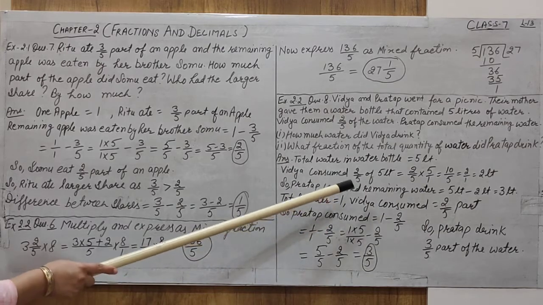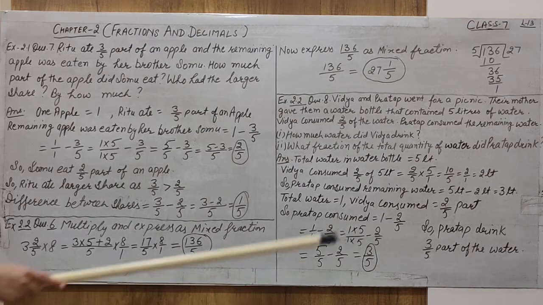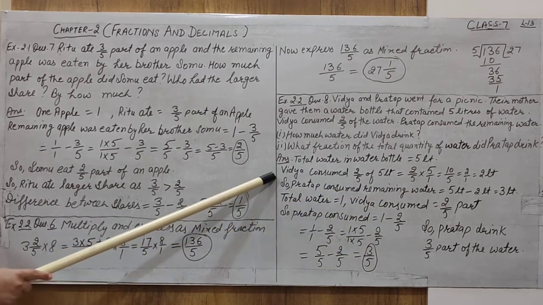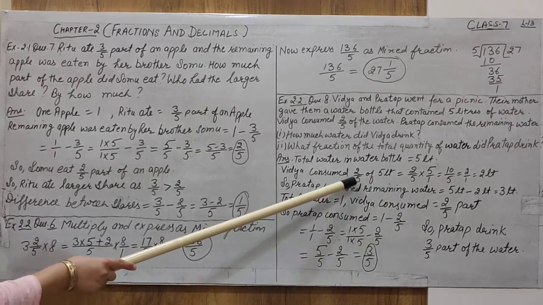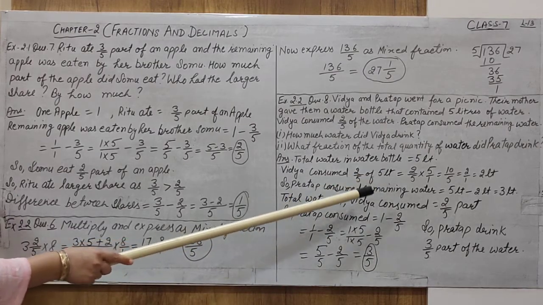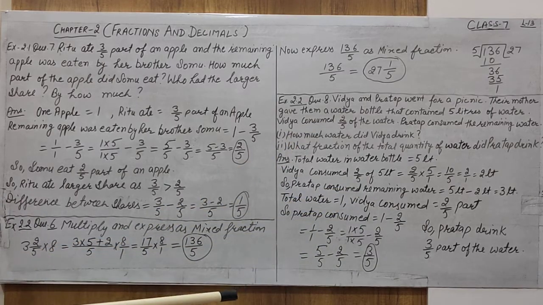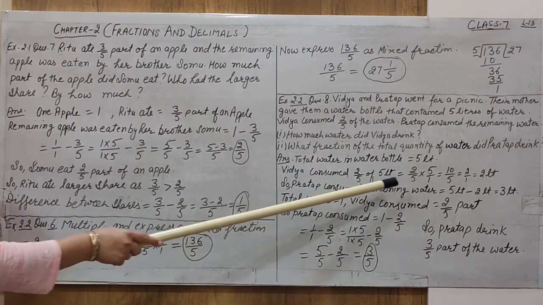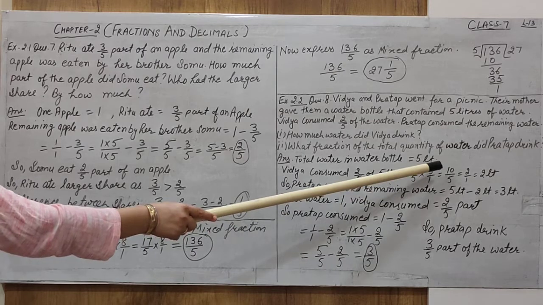Now, you know very well, as I told you, the meaning of of is that we must put a multiplication sign in the place of of. According to the statement, Vidya consumed 2 by 5 of water, or we can write 2 by 5 of 5 liters because total water is 5 liters. But in fractions, of means multiplication. Alright. So 2 by 5 is multiplied with 5 liters to solve this statement in mathematical form. 2 by 5 multiplied with 5.